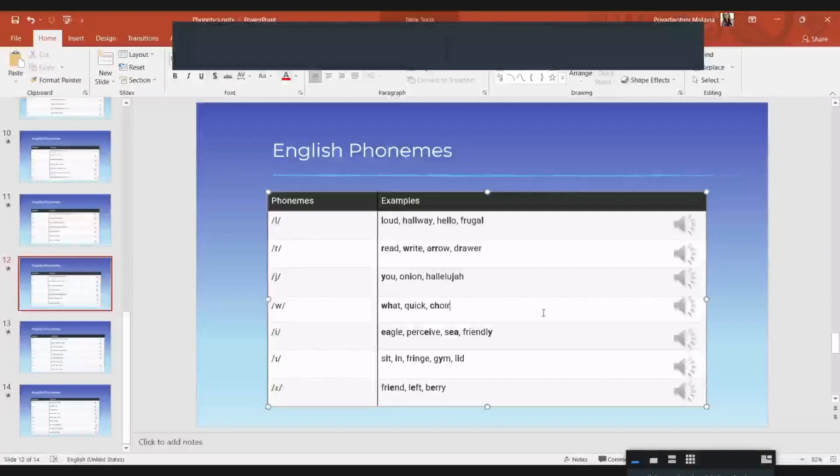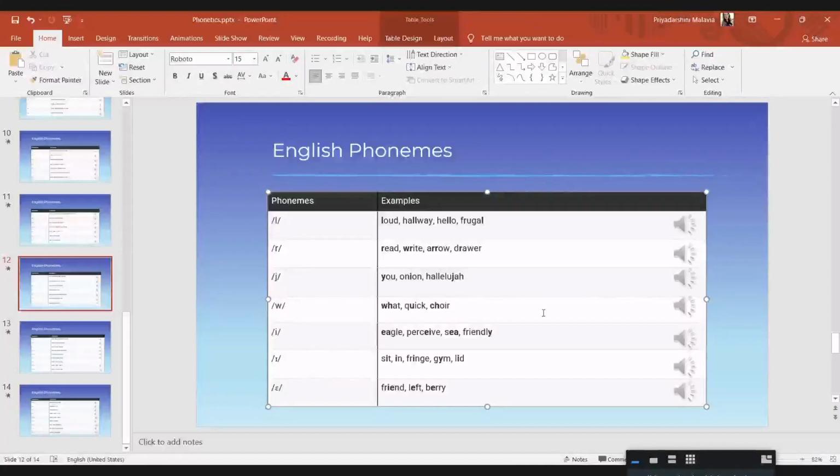Now let's discuss the other ones. All right. So the one with the W. This one is more straightforward. The W symbol does stand for the W sound, as in word. So word, what, quick, choir. Okay. So here the sound that we are talking about is pronounced with your teeth hitting your lower lip. Okay. Ver rather than a word.